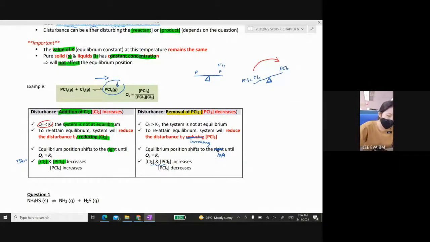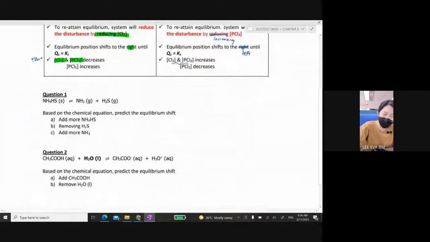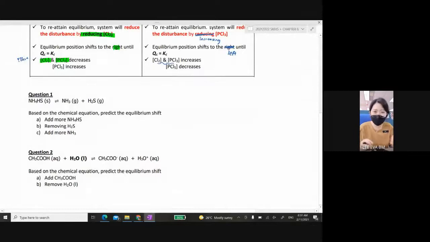Let's look at another example. Down at the bottom here you have two questions. Please take note of the phases: NH4HS solid, NH3 gas, H2S gas. And the equation has already been balanced. So based on the chemical equation, predict the equilibrium shift. You have three scenarios. The first one, add more NH4HS. Where will the equilibrium shift to? Towards the left, towards the right? Any idea? If you add NH4HS.